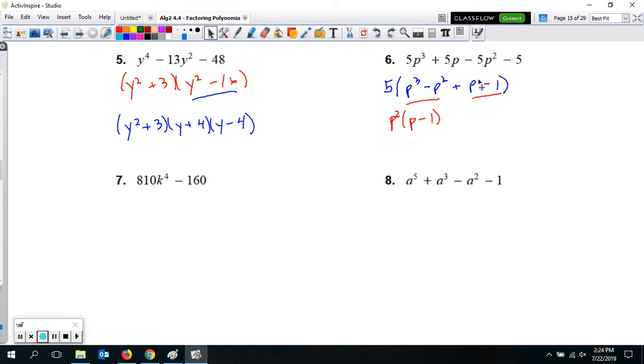On this group, we're just going to factor out 1. And it is a plus, so we don't have to worry about changing any sign. It's just going to be plus 1 there, so p minus 1 still here. That's our matching binomial. We do not want to forget about the 5 originally that we factored out, so that's going to go first up front.